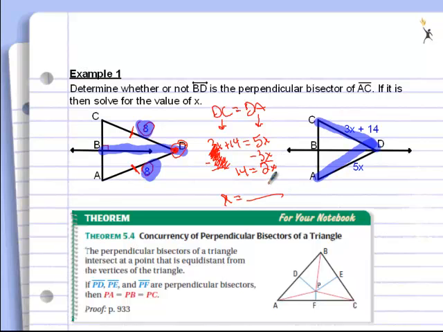There we go. Now I have the problem 14 equals 2x. How do I solve for x? I divide both sides by 2. And when I do that, I get x equals 14 divided by 2, which is 7. And because x equals 7 on both sides, we get this side to equal 35, this side to equal 35. Both sides are equal, just like over here. And so D must be on the perpendicular bisector.